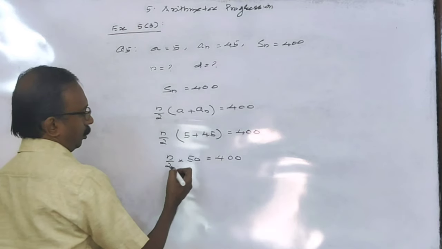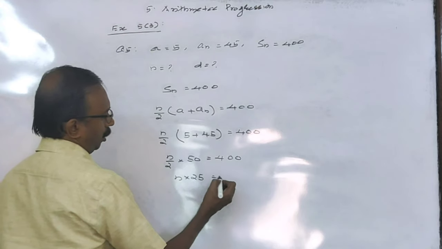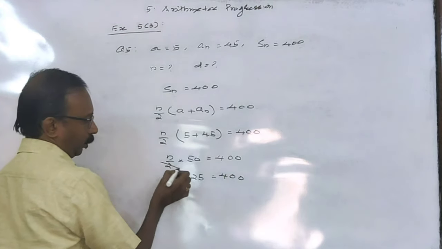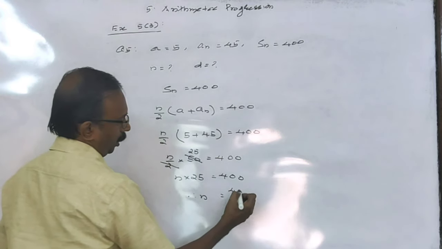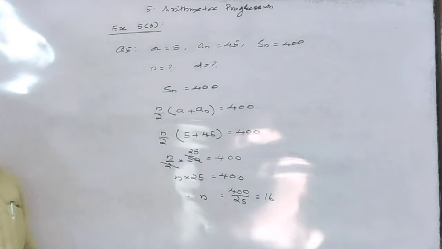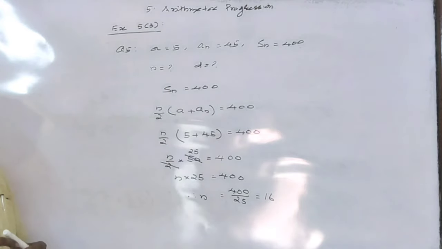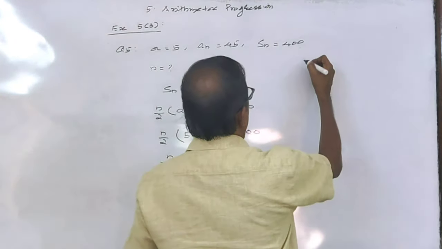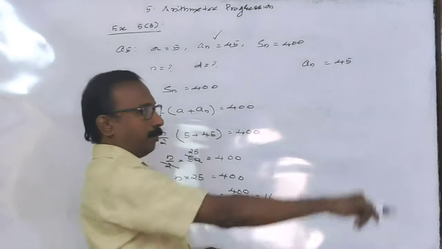So n into 25 is equal to 400. Therefore, n is equal to 400 divided by 25, that is 16. 400 by 25 is 16. Now the last term is 45, so the nth term is 45.